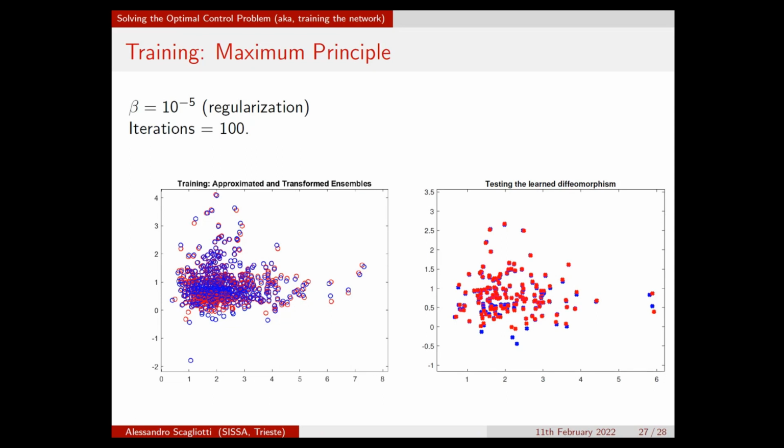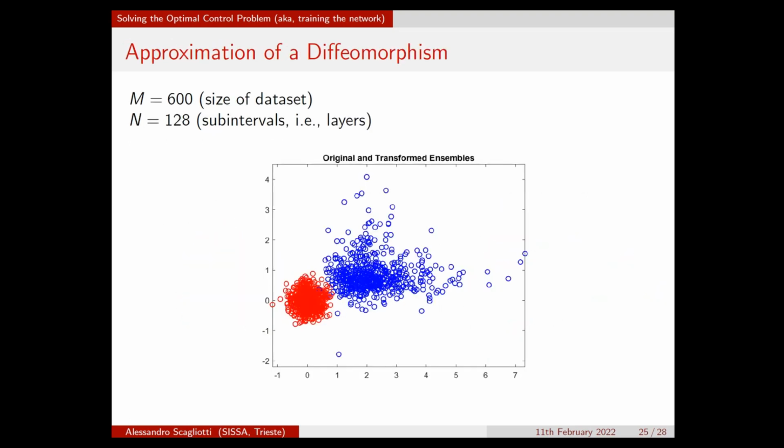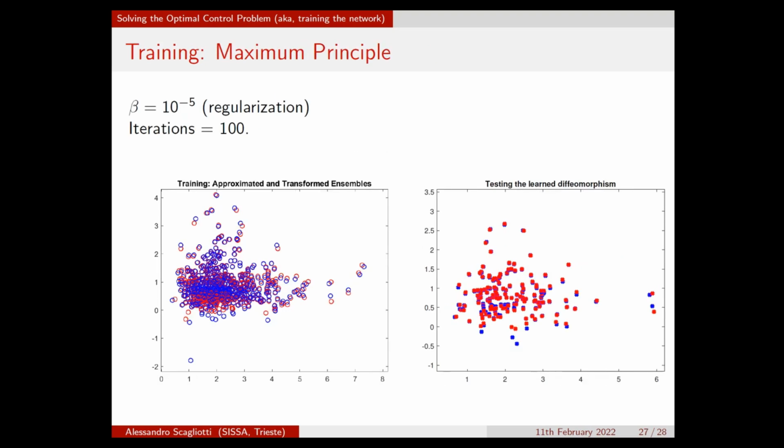Exactly right. This is in the maximum principle case. If we look at the left-hand side one, the blue dots are the same as in this slide, the same blue dots as before, and it is essentially the target ensemble. So the points are the y1, ..., yn, the points that have been transformed through the unknown diffeomorphism.